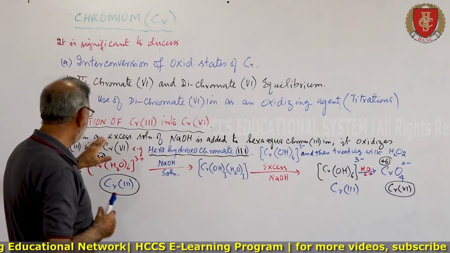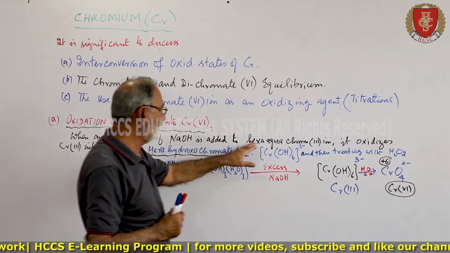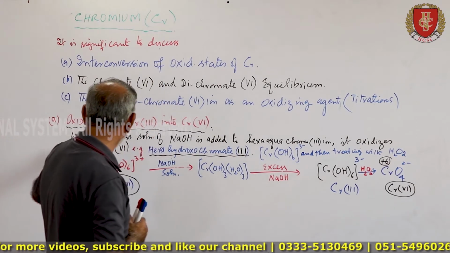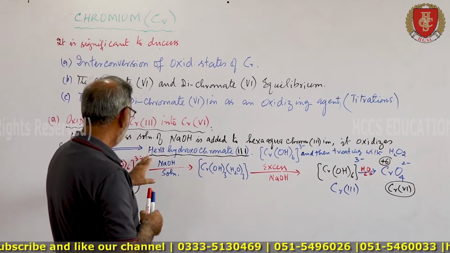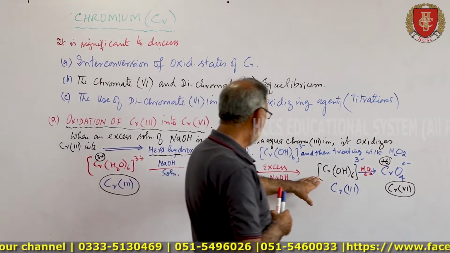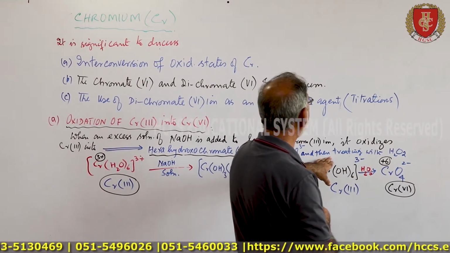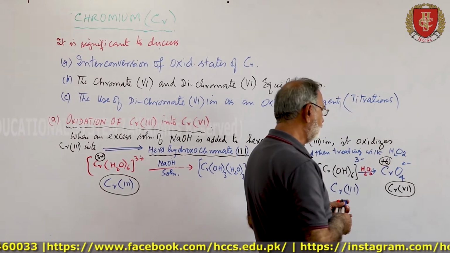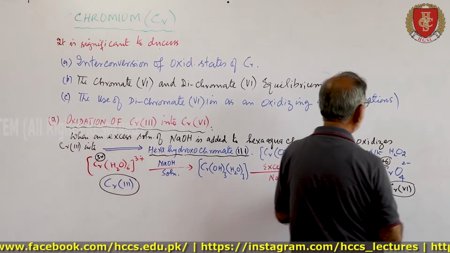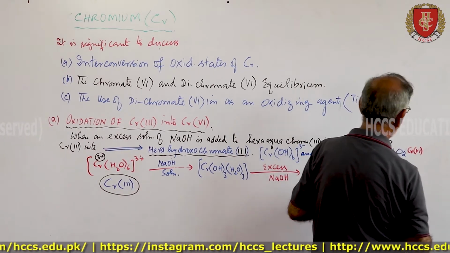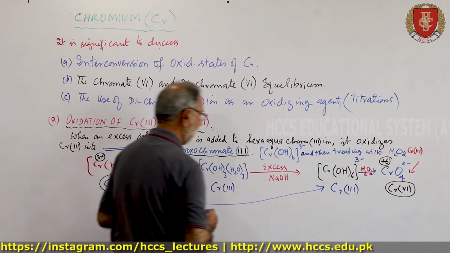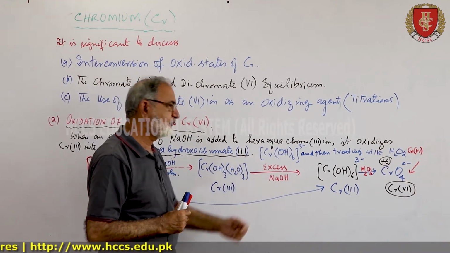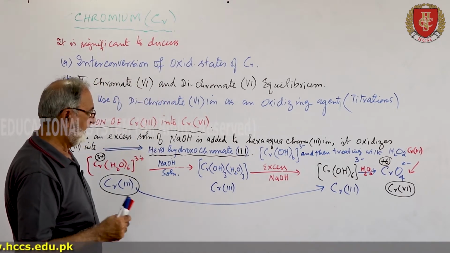So when an aqueous solution of sodium hydroxide is added to hexaaquachromium 3, it first gives hexahydroxochromium 3, which is finally treated with H2O2 to give chromium 6 in this case. This can be changed directly when you add the sodium hydroxide in excess.